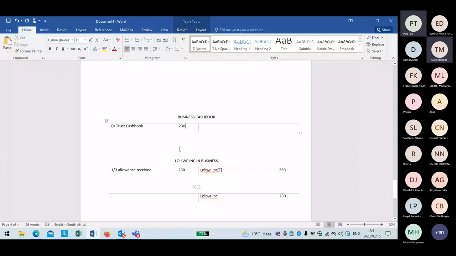So now we are officially done with step number five. So we are left with one step only. Why X trust cashbook? We said from Monday, it means from trust cashbook, because this is where the transfer comes from. Now I remember. Thanks.